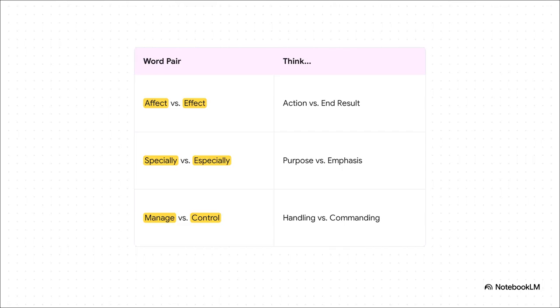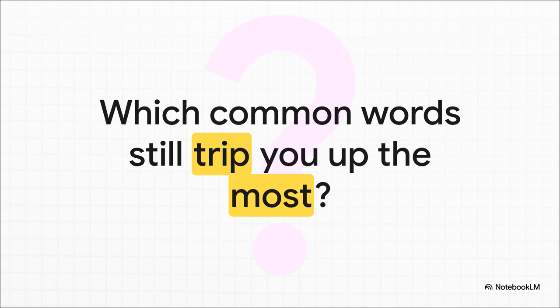So let's wrap it all up with a final cheat sheet. For affect versus effect, just think, action versus end result. For specially versus especially, it's purpose versus emphasis. And for manage versus control, remember, handling versus commanding. If you can keep those little tricks in mind, you are never going to mix them up again. And there you have it, 3 tricky pairs, made simple.